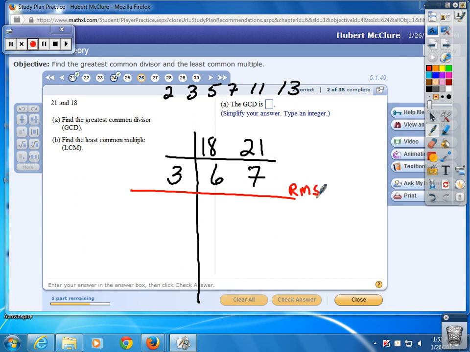Well, Hubert, 6 is composite. Yeah, but 7 is not. So give me a number that will go into both 6 and 7. I mean, 2? Nope, 2 won't go into 7. 7 won't go into 6. So you're done. You're going to have to stop.